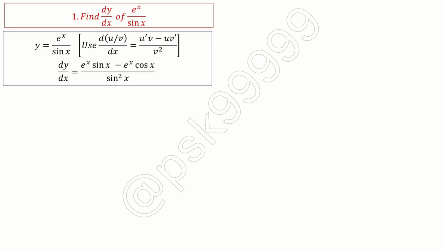dy by dx of e to the power of x by sin x, which is in u by v form, you will apply it, correct? So differentiation of e to the power of x is e to the power of x, and sin x is cos x. So if you apply u by v, the denominator is sin square x, and the numerator is e to the power of x into sin x minus e to the power of x into cos x.